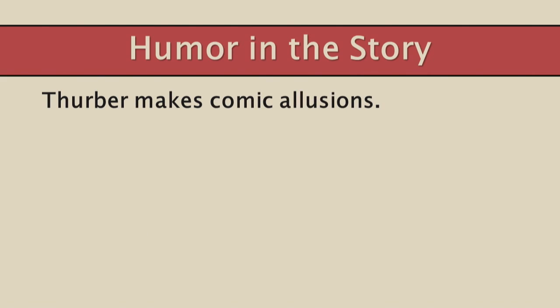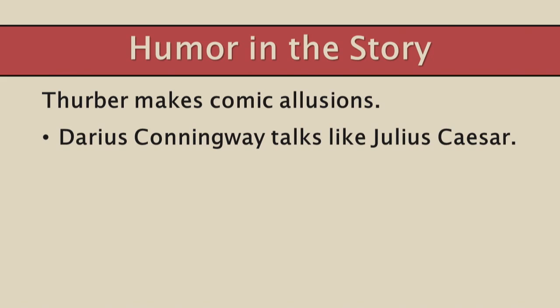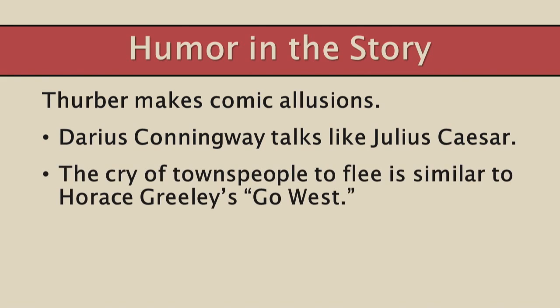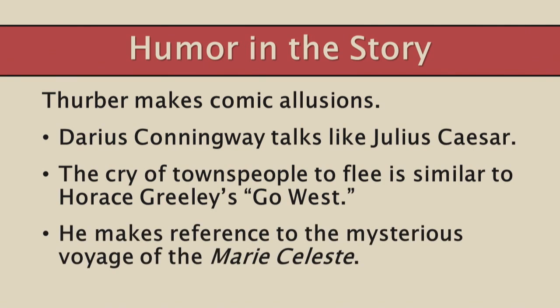Thurber makes some comic allusions as well. Darius Coningway talks like Julius Caesar in the story. The cry of the townspeople to flee is similar to Horace Greeley's "Go West." And he even makes a reference to the mysterious voyage of the ship Marie Celeste.